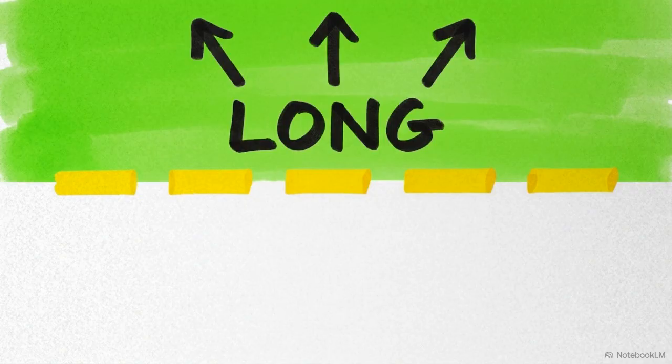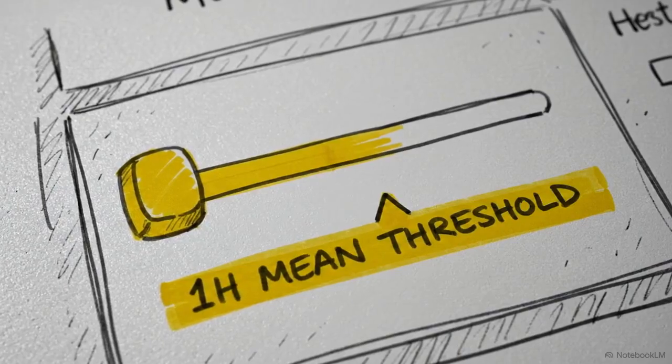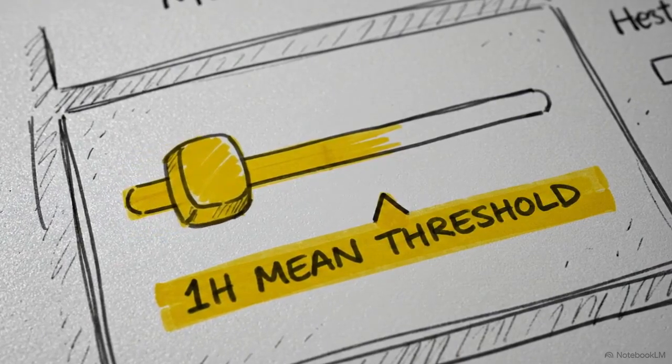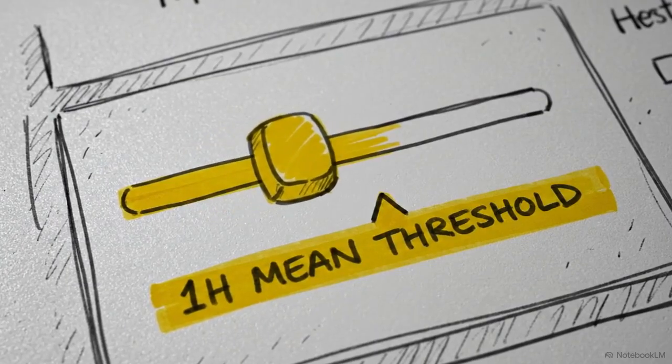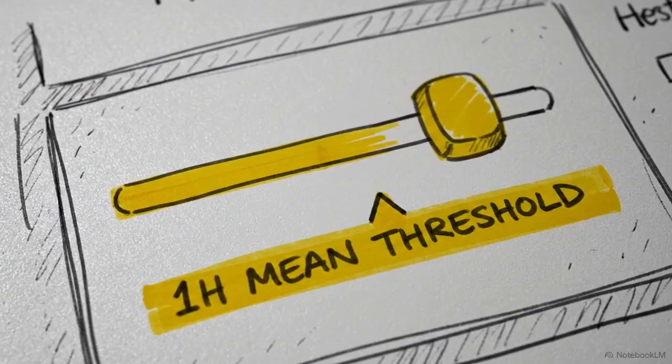This threshold dictates a strict binary rule for execution. If price action resides above the yellow threshold, the system exclusively validates long setups. Conversely, any price action trapped below the threshold exclusively validates short setups. The 1-hour mean threshold acts as an absolute macro compass. It mechanically prevents you from executing counter-trend signals against the prevailing institutional flow.